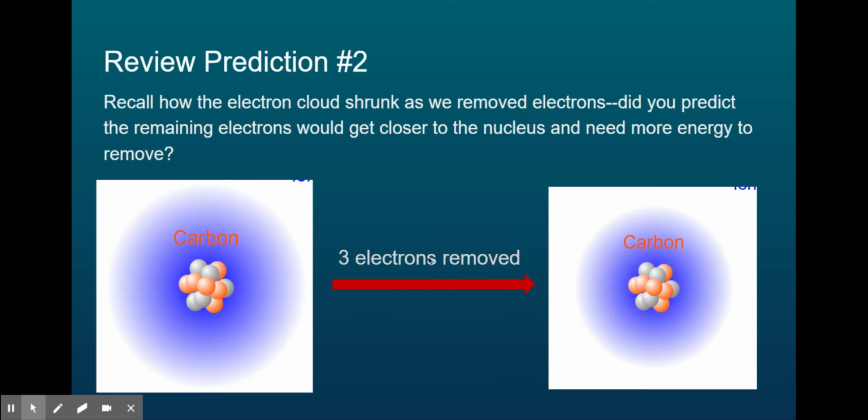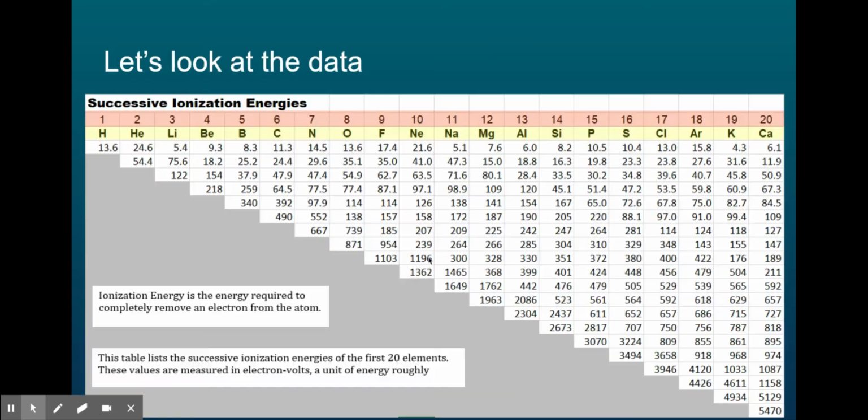All right, let's look at your second prediction. Recall how the electron cloud shrunk as we removed electrons. Did you predict the remaining electrons would get closer to the nucleus and need more energy to remove? Let's look at the data. So here I've selected oxygen. We're going to plot the successive ionization energies for oxygen. That is the energy needed to remove all of the electrons one at a time.